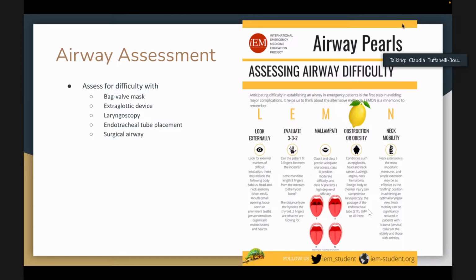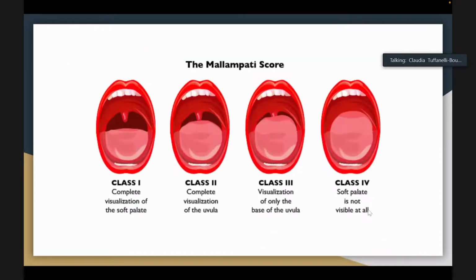The biggest thing for neck mobility is going to be somebody in a C collar or with a suspected cervical spine injury. You really can't move their head and neck a lot. And then also elderly people who have kyphosis or really degenerative neck disease that makes it hard for them to extend back. So like I said, here's the Mallampati score.